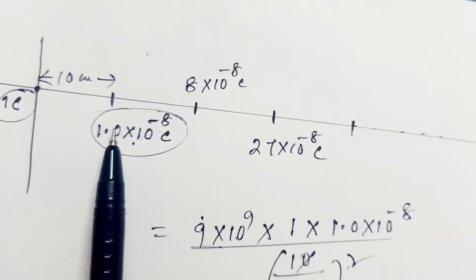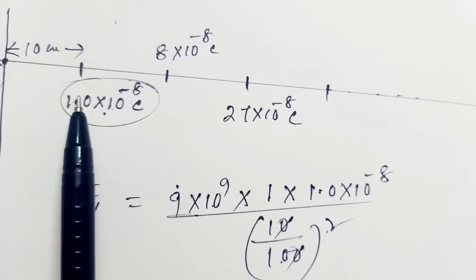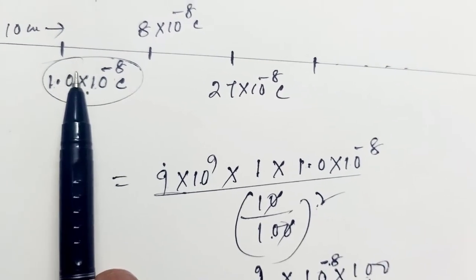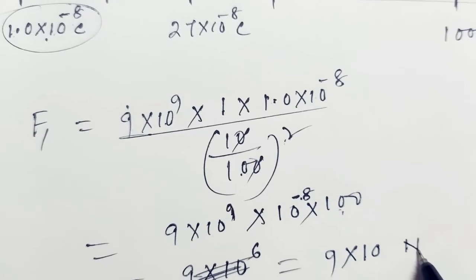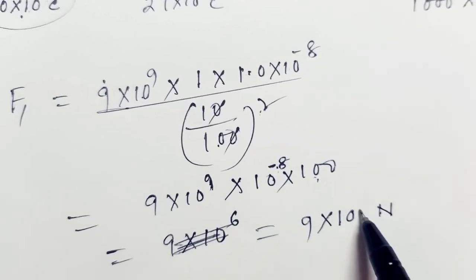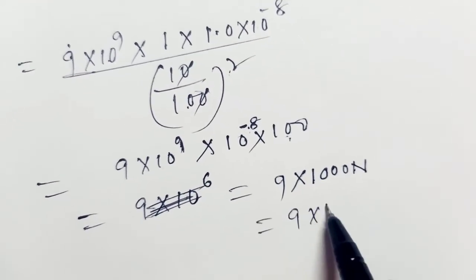Yes, the first value of the charge is 1.0 into 10 to the minus 8 coulomb. So this is this Newton. 8 minus 10, so 1000. So 9 into 10 to the 3. Yes, 9 into 10 to the 3 Newton.